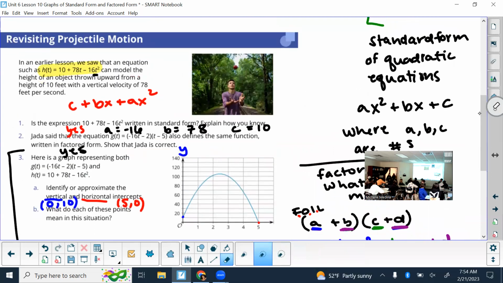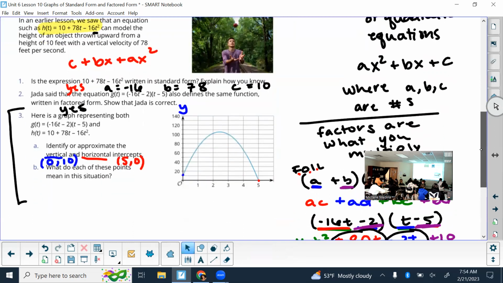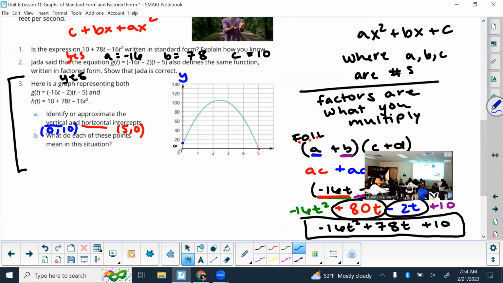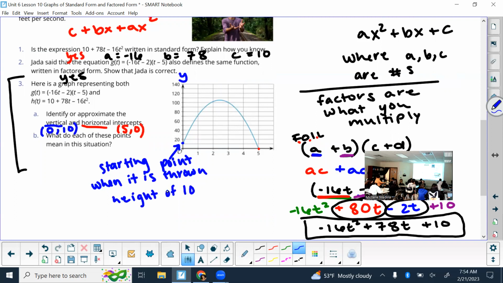Now what it means. So in this situation, we're modeling the height of an object thrown upward from a height of 10 feet. So then table 5, what does the y-intercept represent then? Starting point. Good, because that's what y-intercept usually means. So the starting point when it is thrown. It was thrown from a height of 10 feet. So that means my y-axis is feet.